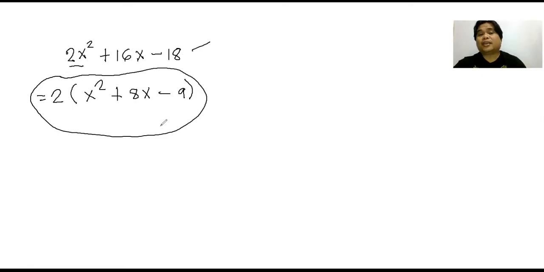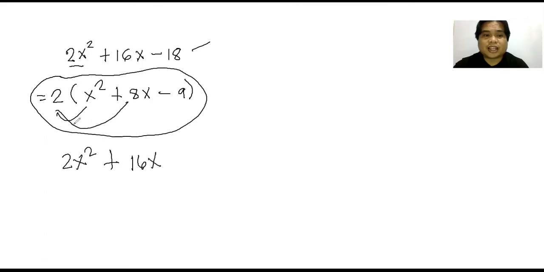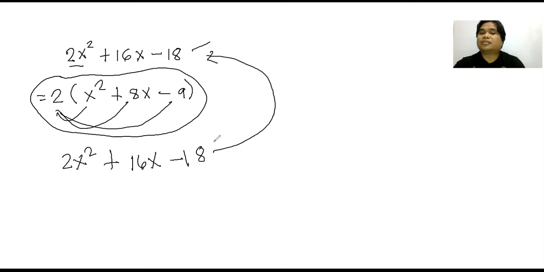Okay, so what we're actually doing here is factoring. Now, if you want to check whether you have the correct factors, all you have to do is distribute it back, because factoring is the reverse operation of distribution, or the distributive property. So if you multiply this back just to check, 2 times x squared, you will have 2x squared, plus 2 times 8x, you have 16x, and then 2 times minus 9, you have minus 18. So see, it checks out. So basically, these are the correct factors.